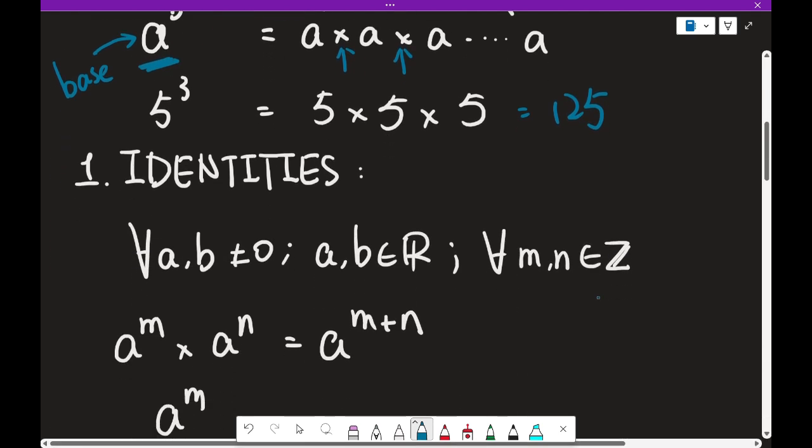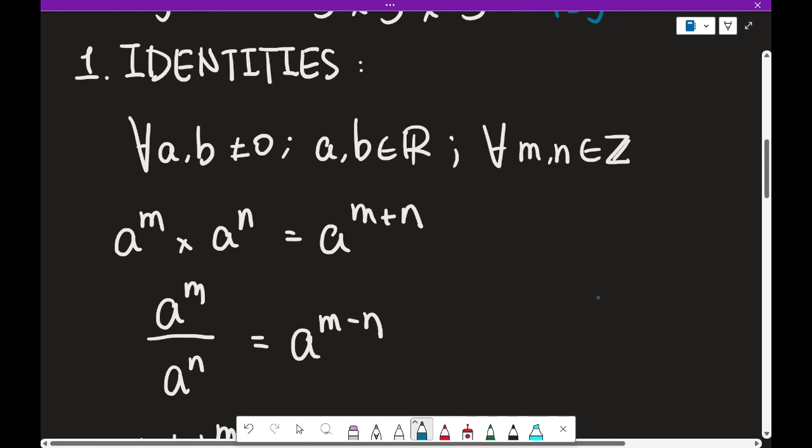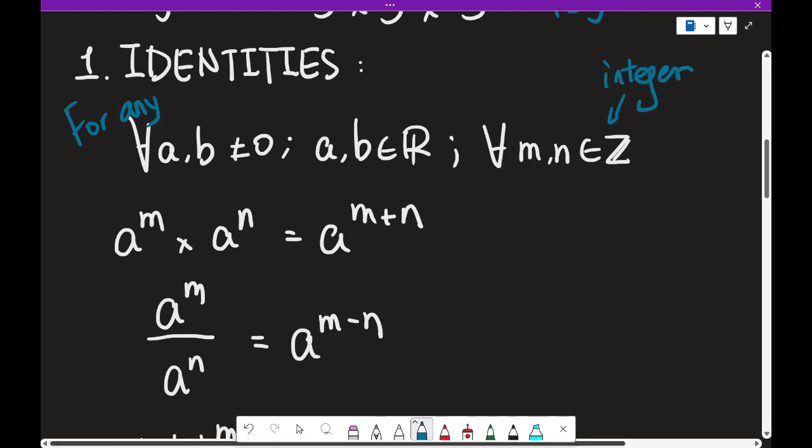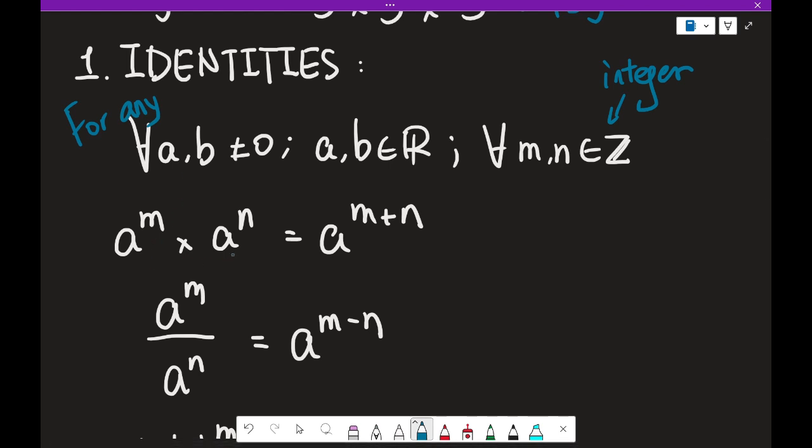Next, let's take a look at some very commonly tested identities. Do you guys remember what this symbol means? This means for any a or b that is not 0, where a and b are real numbers, and for any m and n that are integers, we have the following identities. The first one: a to the power of m times a to the power of n equals a to the power of m plus n.